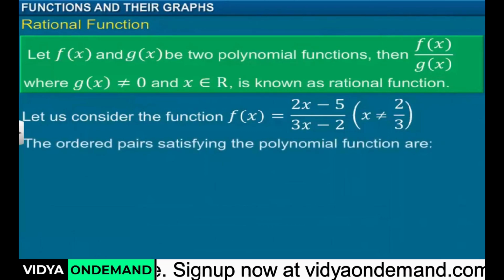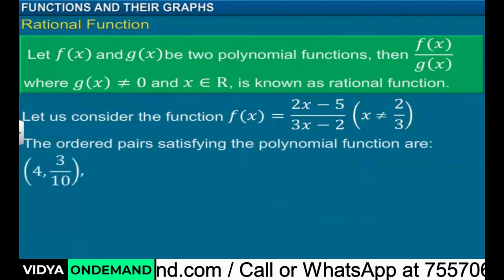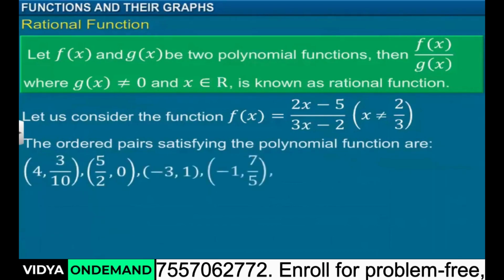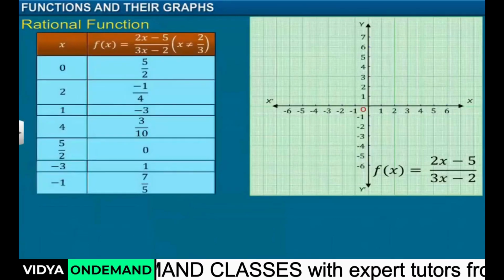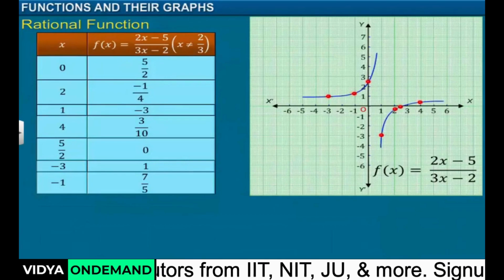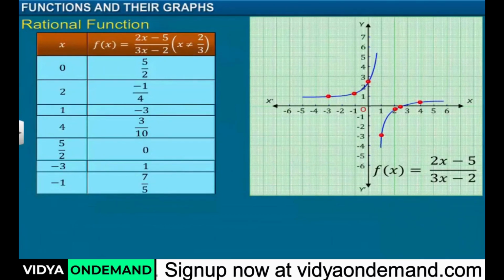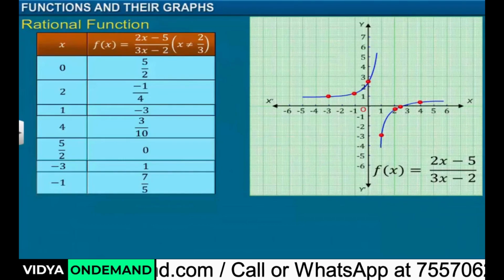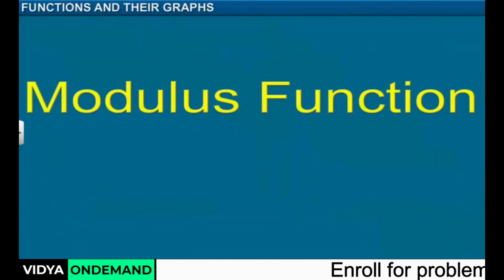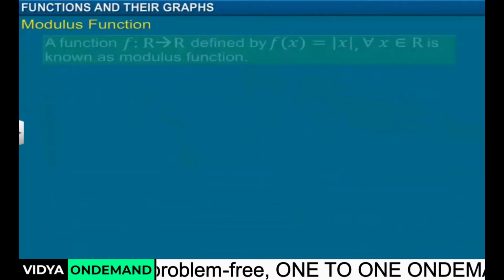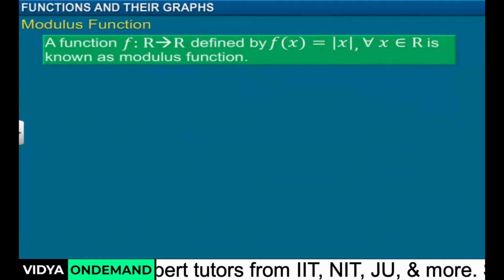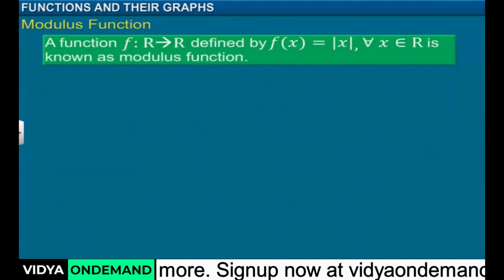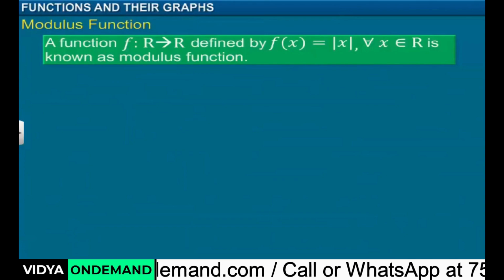Some ordered pairs satisfying the given function are. On plotting these points on the Cartesian plane and then joining them, we get the graph of the given rational function as shown. Now, proceeding to the modulus function. A function f from R to R defined by f of x is equal to mod x for all x belonging to the set of real numbers is known as a modulus function.